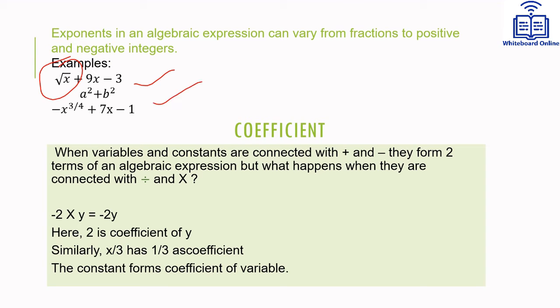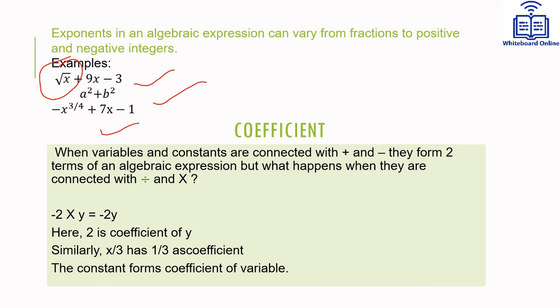a square plus b square is also an algebraic expression. They have 2 as exponent. In this case, x is negative. What does this mean? x is multiplied by minus 1, and x has a power of 3 by 4. A fractional exponent is allowed in an algebraic expression.